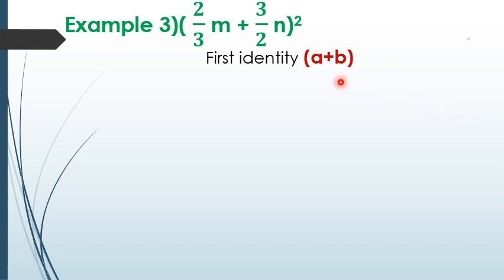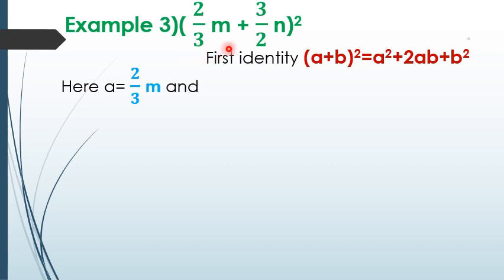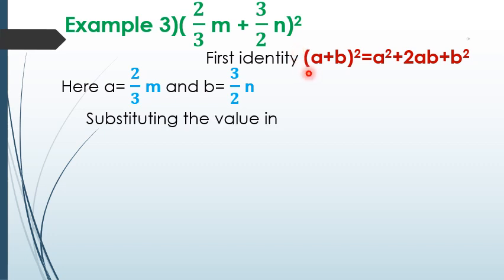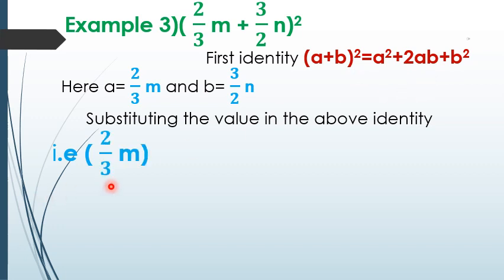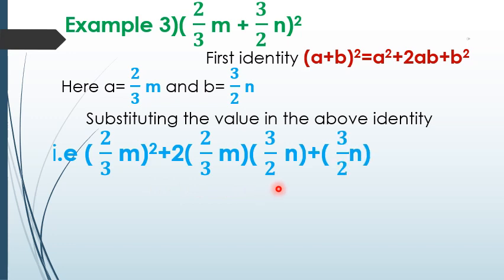Example 3: (2 by 3m plus 3 by 2n) whole square. Let us use the first identity. (a plus b) whole square is equal to a square plus 2ab plus b square. Here a is equal to 2 by 3m and b is equal to 3 by 2n. Substituting the values, that would be (2 by 3m) whole square plus 2 into 2 by 3m into 3 by 2n plus (3 by 2n) whole square, which is (2 by 3m) whole square is equal to 2 square is 4 and 3 square is 9.